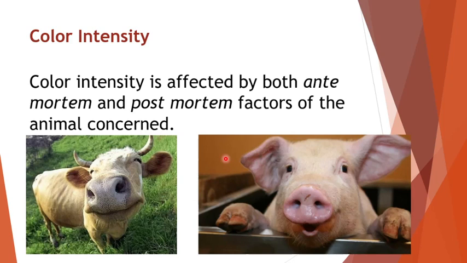What else? Other than the oxygen, we also have the intensity of color. The color intensity, which affects obviously the color that we see, is affected by both ante-mortem and post-mortem factors of the animal concerned. When we say ante-mortem, that means before we kill this animal, and post-mortem is after we kill the animal. Look at that pig and that cow. We kill them and eat them, and their particular condition before and after being slaughtered will also affect the color that we will see.